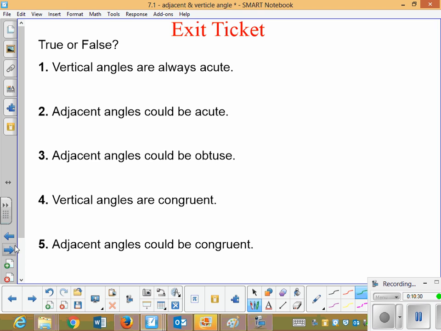Exit ticket. Go ahead and answer the following true or false questions, 5 of them, and then we'll talk about this along with your on your own.